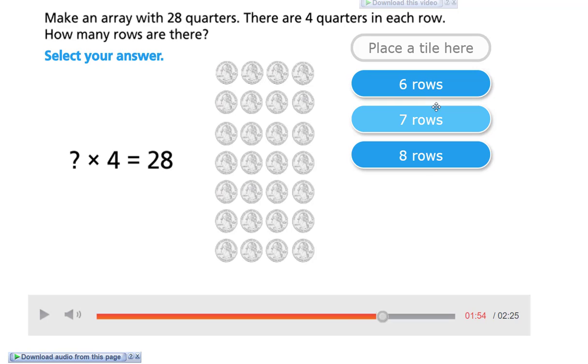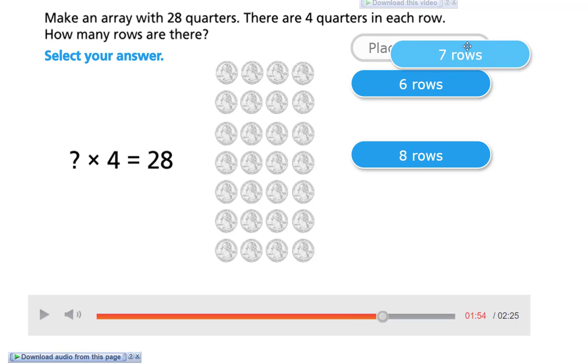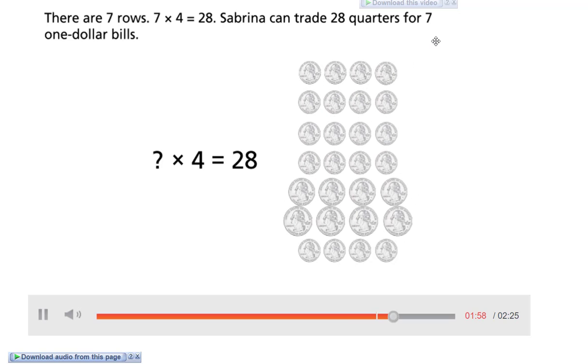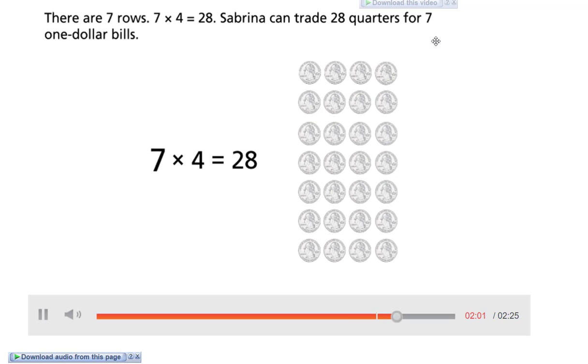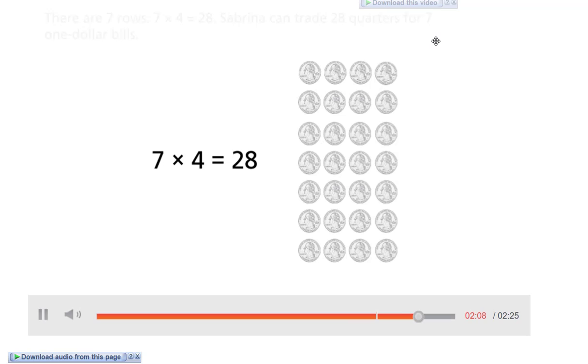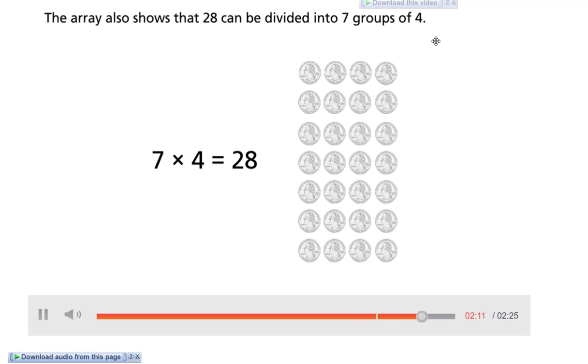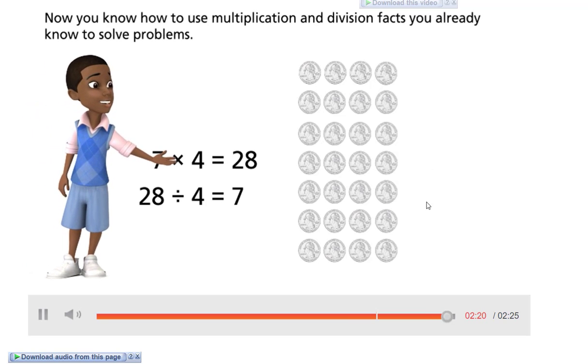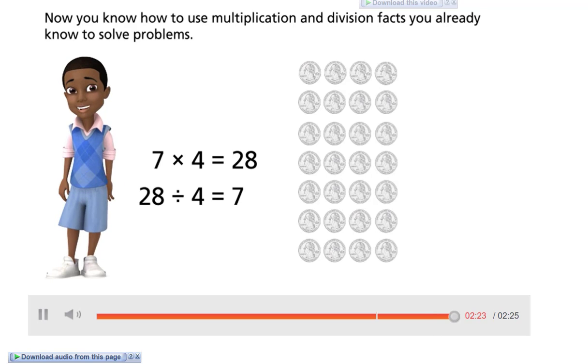I will pick this 7 and I will put it in this place. And let's see. There are 7 rows. Yes. 7 times 4 equals 28. Sabrina can trade 28 quarters for 7 $1 bills. The array also shows that 28 can be divided into 7 groups of 4. Now you know how to use multiplication and division facts you already know to solve problems.